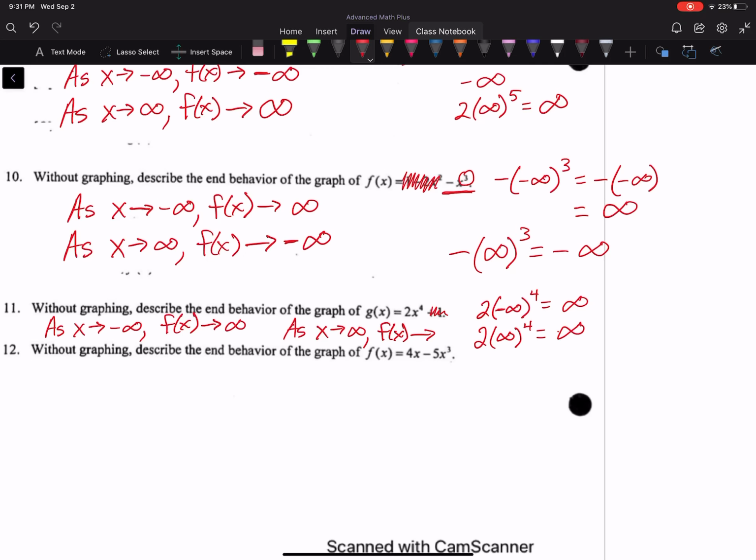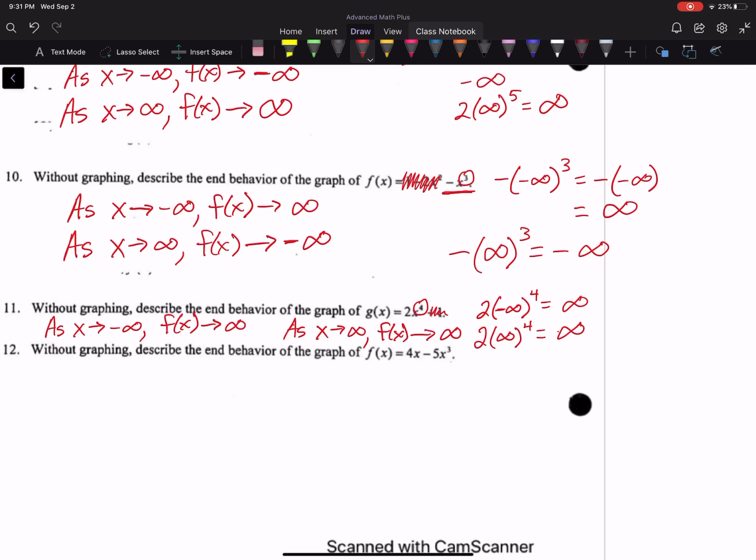So here's our other rule. If you have an odd exponent, your f of x's will be approaching opposite infinities. One will go to infinity, one will go to negative infinity. But if you have an even exponent, they will be approaching the same infinity. They might both approach negative infinity, or they might both approach positive infinity.